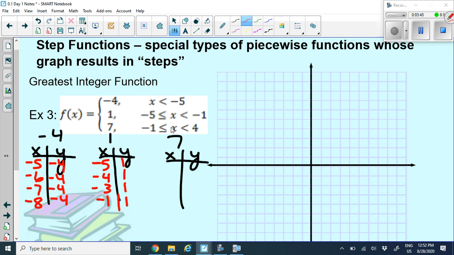So pause the video and fill out this XY table for 7. Okay, let's go over this one. Notice, once again, we have 2 restrictions. We need to include both of them. We have -1 and we have +4. Pick a couple of numbers in between. I like 0, and I'm going to do 1. You can also do 2 or 3. Now your y values, because once again this is a constant, should be 7 for all of them.